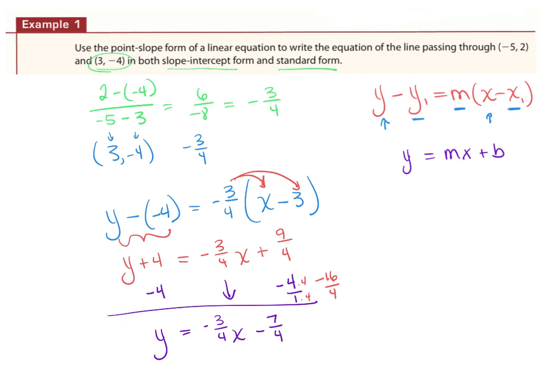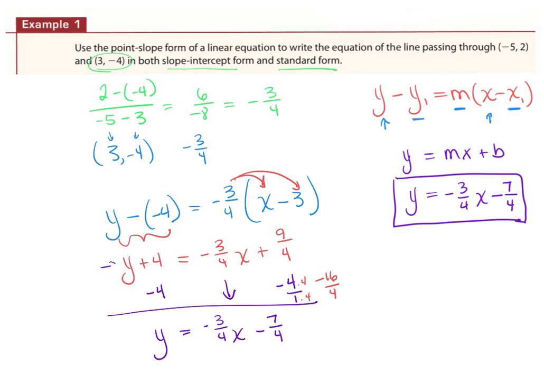That is slope-intercept form. So I have answered that piece of the question. Negative 3/4 x minus 7/4. That's slope-intercept form. I've answered that, okay? They also want it in standard form. Well, now I'm going to do exactly what I did for my bell work, okay?